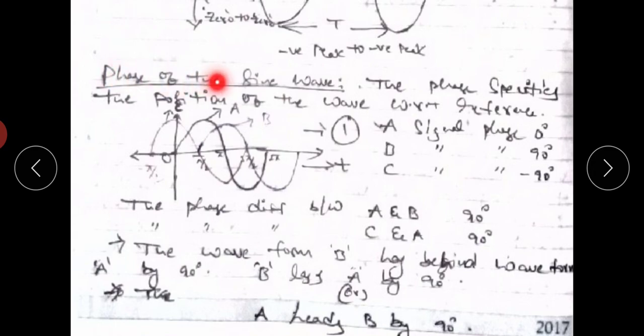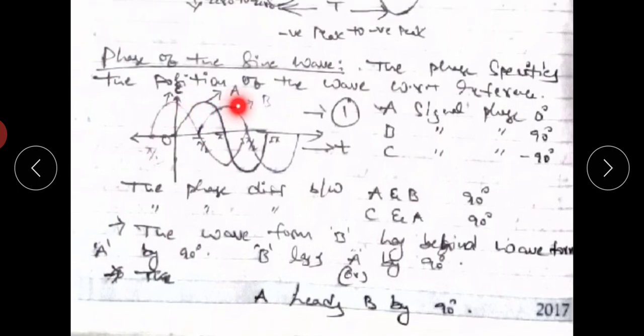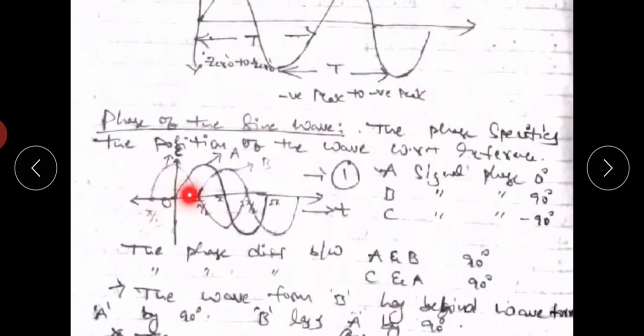Next, phase of the sine wave. The phase specifies the position of the wave with respect to a reference point. This is the reference point. Here three sinusoidal signals are there. First one is sinusoidal wave A, second one B, next one C. Signal A starts at t equals 0, so the A signal phase value equals 0 degrees.